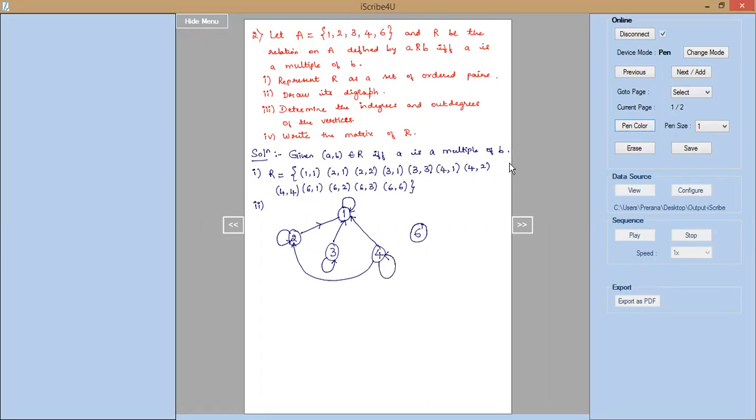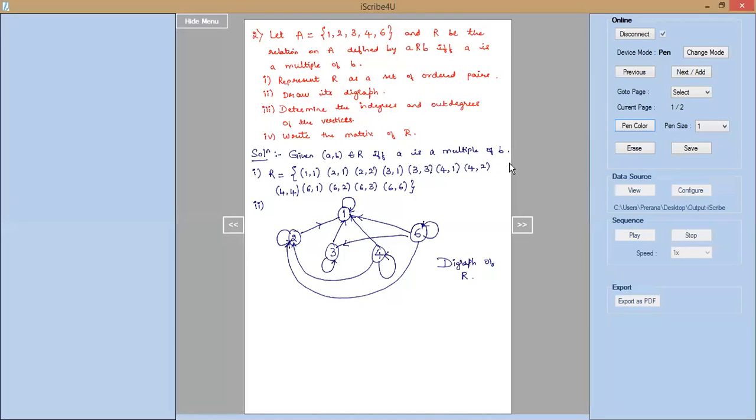Then we have 6, 1. So 6 to 1, I should draw an edge. Then 6 to 2, there should be an edge. 6 to 3, there should be an edge. Then lastly, 6 to 6, a loop. So this is how a digraph can be written. This is the digraph of relation R, which is nothing but the second part of the sub-question.